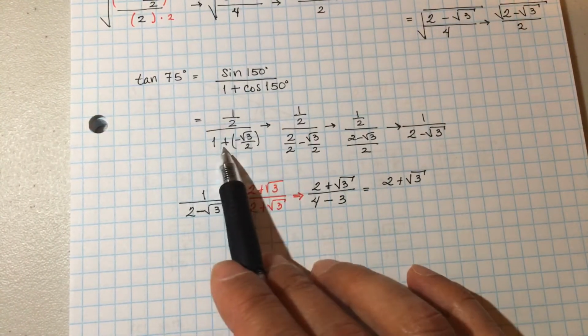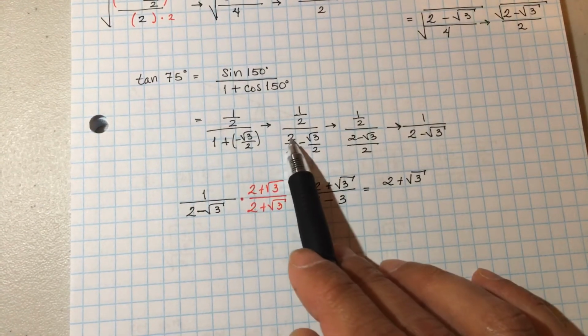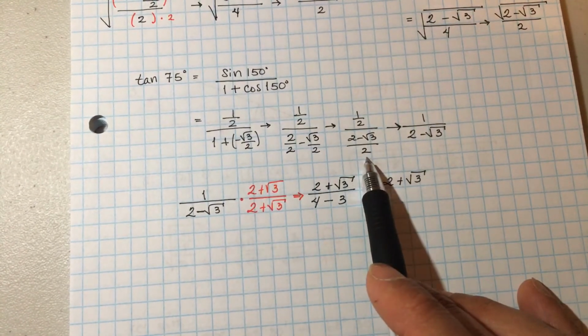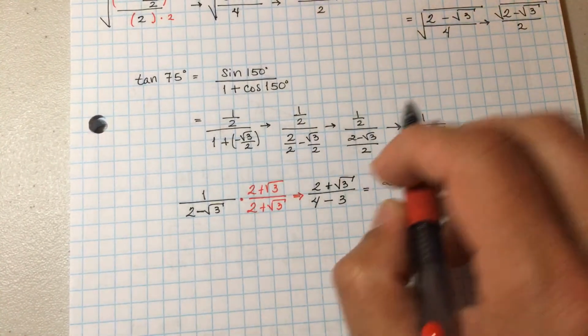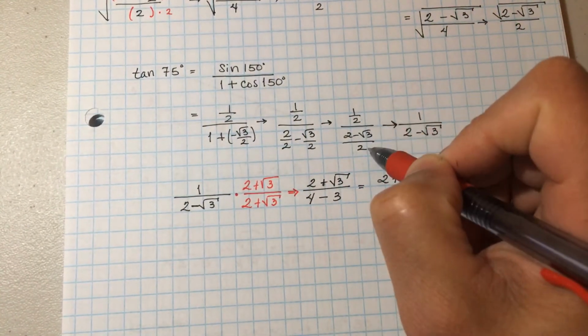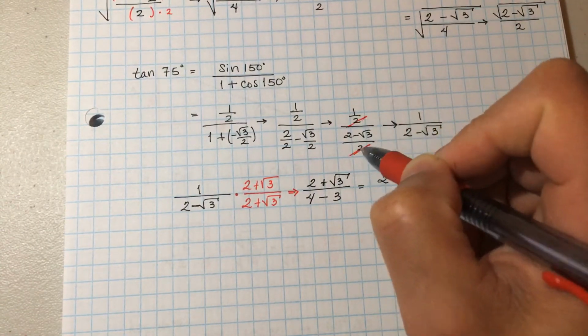And then over here you have 1 minus root 3 over 2. 1 becomes 2 over 2. 2 minus radical 3 over 2. Now this one I kind of just did a quick trick right here. If you ever have complex fractions and the denominators are the same, you see how they're the same here, guys? They just actually simplify each other out.